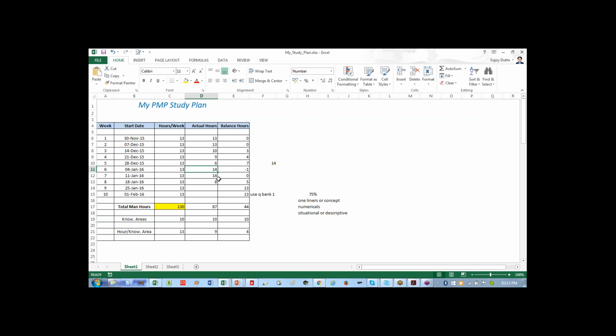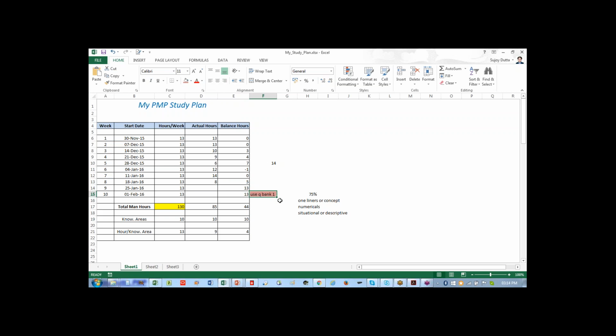So if you study for 12 hours, this is the balance hours that you have. This balance is something that you can cover up. So you have a shortfall of 14, you can calculate this, and then you can do some studies here, and then come up to the point where you use question bank 1. Question bank 1 is something that you would use. So where is the question bank? I'll just show it to you.